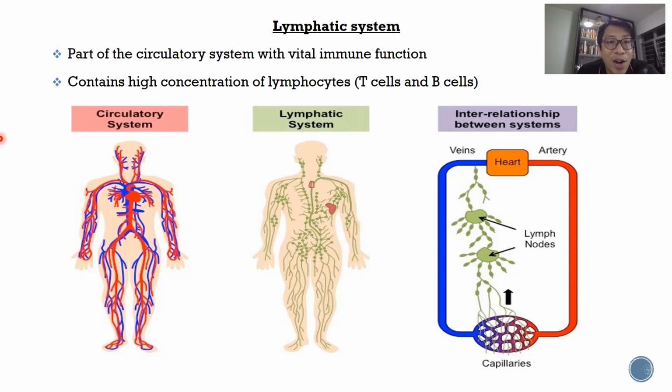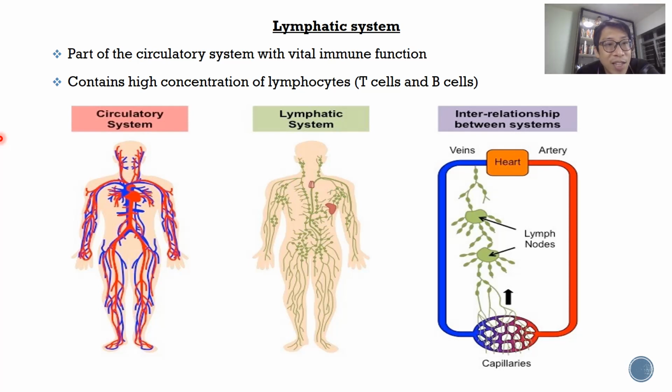Its function is more for immunity rather than transporting oxygen and food and waste. It does not have red blood cells, but it does have quite a high concentration of white blood cells or lymphocytes, like the T cells and the B cells. So the dendritic cells and the macrophages that the dengue virus would infect can also enter the lymphatic system to interact with the T cells and B cells.